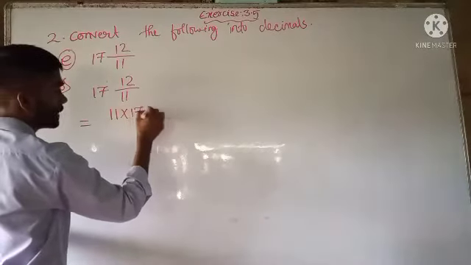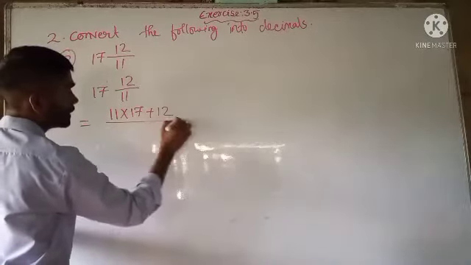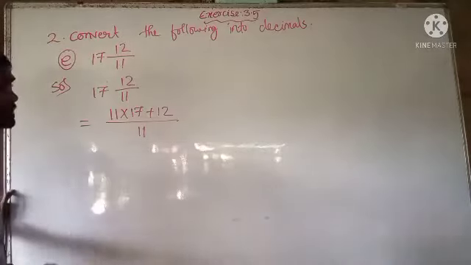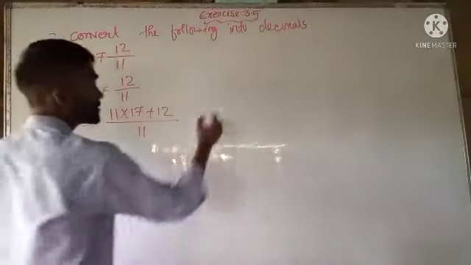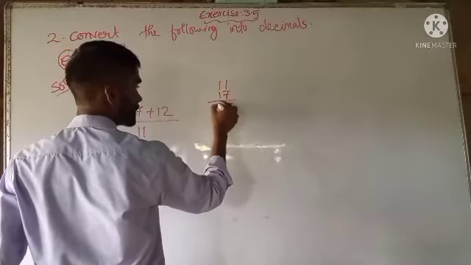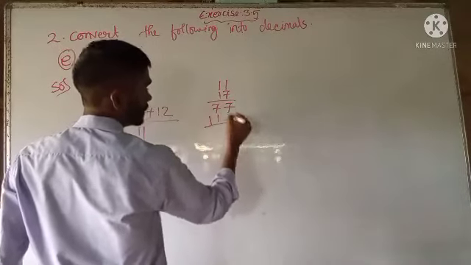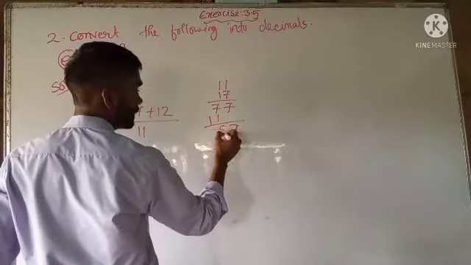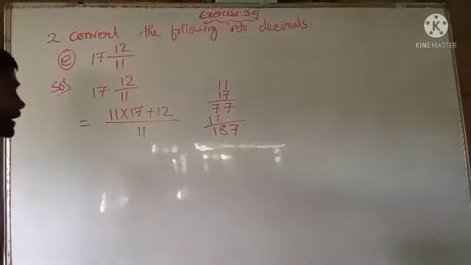11 into 17 plus 12 by 11, that is in the denominator's place. Now let us multiply 11 into 17. 11 into 17: 7 ones are 7. 7 ones are again 7. 11 here. Now here 7. 7 plus 1, 8 and 1 here.